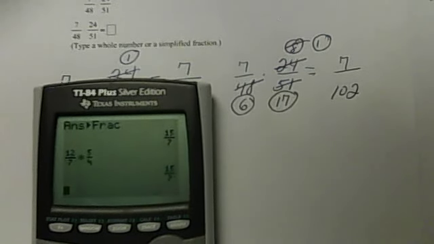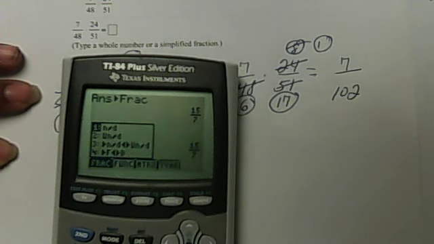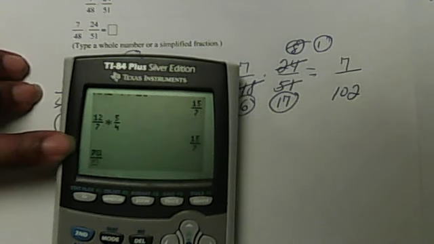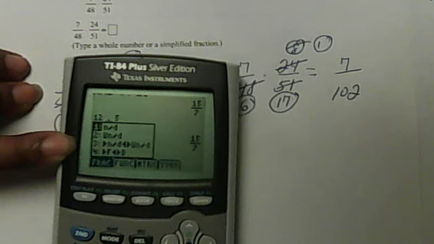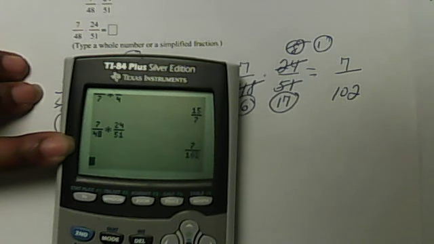Alright, 7 over 48 times 24 over 51. If I want to use the upgrade, I hit 7 over 48, go down to 48, and I go over, hit times, and then I go back into my menu, and then I had 24 down to 51, and I hit enter, and I got my same answer, 7 over 1 over 2.